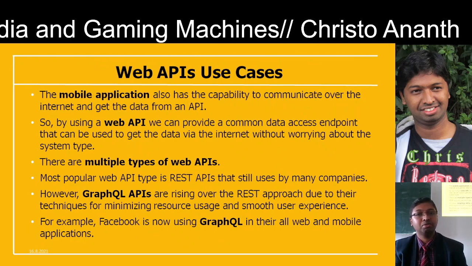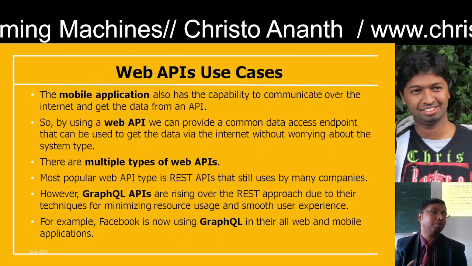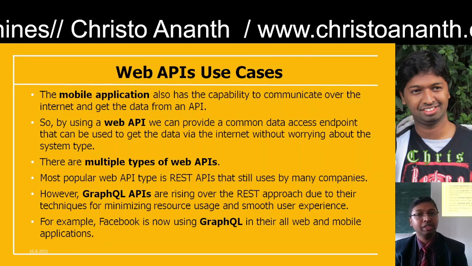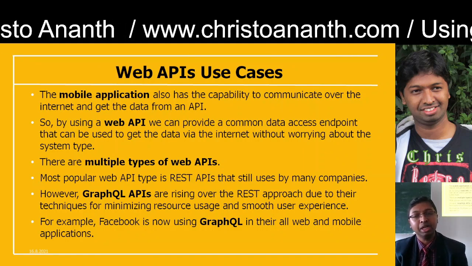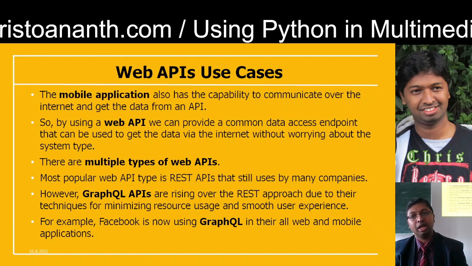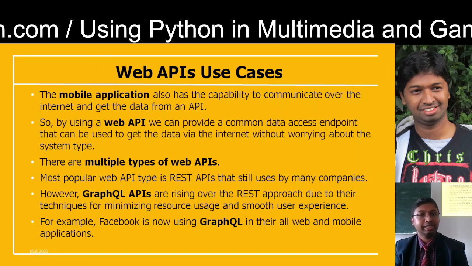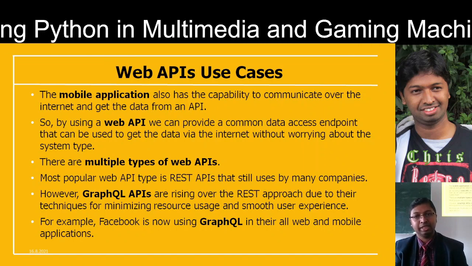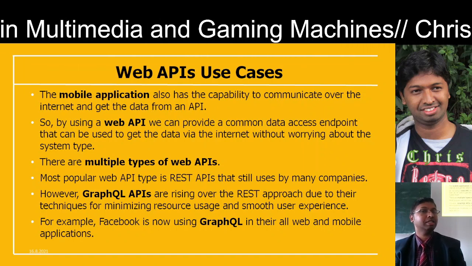Similarly, using a mobile application, you can communicate over the internet and get the data from the application programming interface. So using a web API, we can provide a common data access endpoint that can be used to get the data through the internet without worrying about the system type.